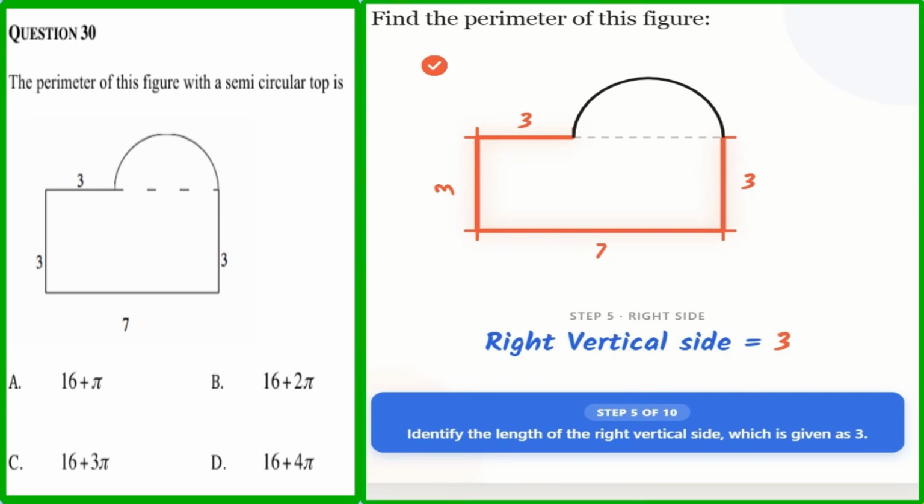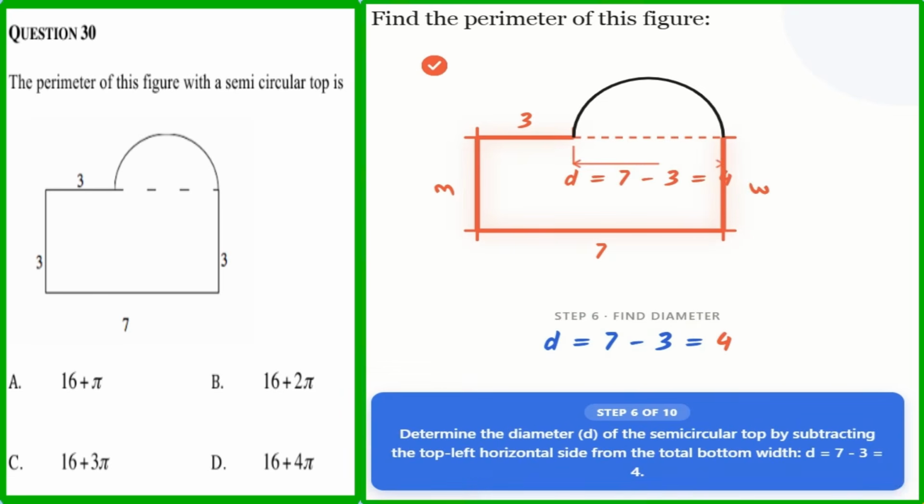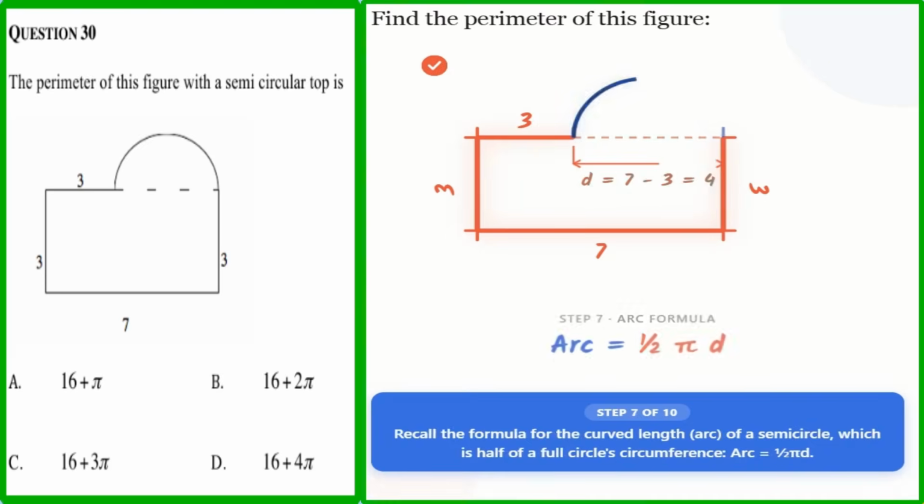Step 6. Now we need to find the diameter of the semicircular arc at the top. The diameter is simply the total bottom width minus the top left straight portion. So diameter equals 7 minus 3, which gives us 4.